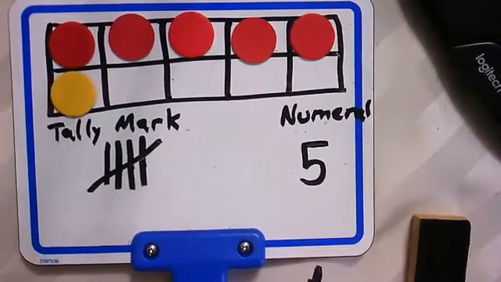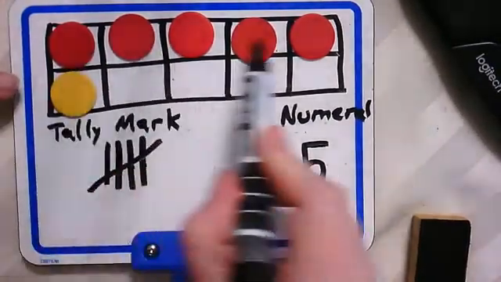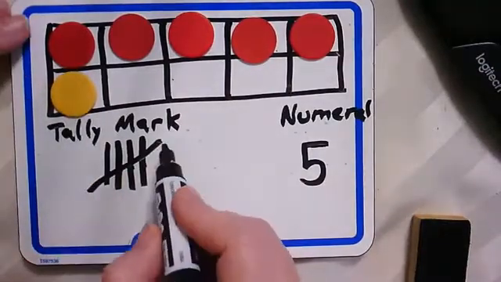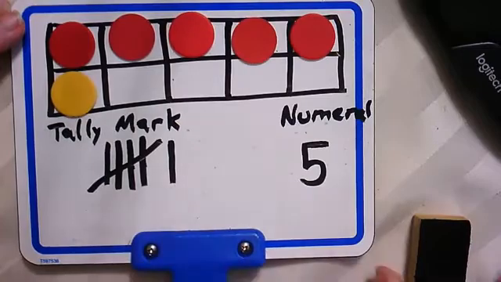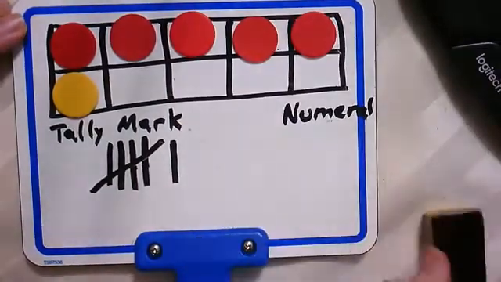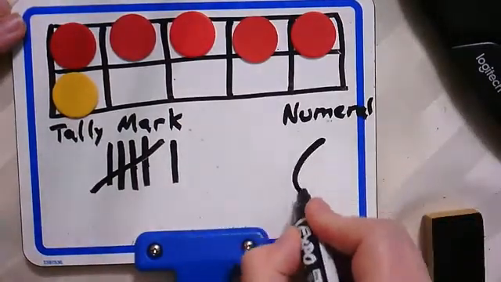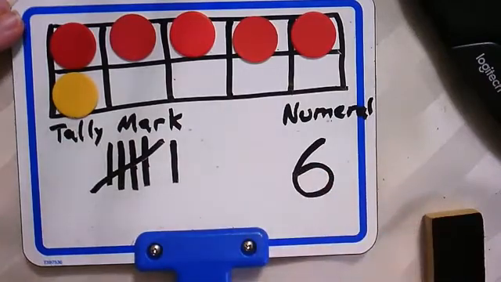It's okay, it's a different number. I can look at this and I can say 5, and one more makes 6. I can look at my tally marks and say 5, and one more makes, you're right, 6. 6 comes down and around and touches.